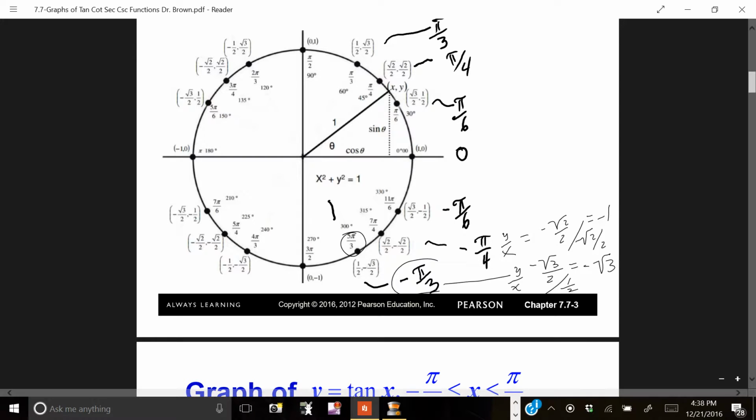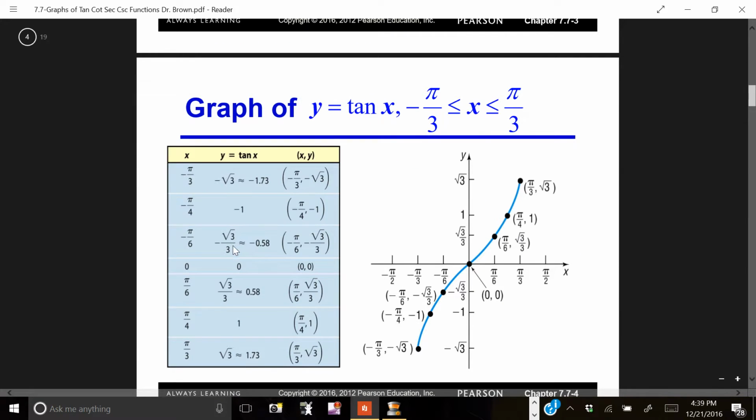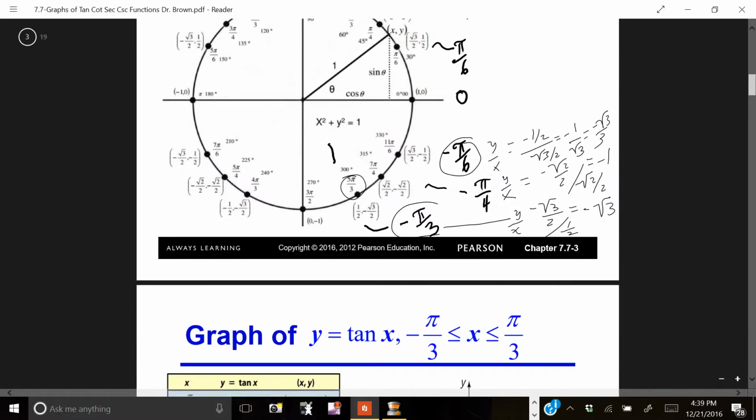Now, for minus pi over 6, the tangent would be the y over x value, which is minus 1/2 divided by the square root of 3 over 2, which is equal to minus 1 over the square root of 3, which is minus the square root of 3 over 3. And as you can see on the next page, for minus pi over 6, we've got minus the square root of 3 over 3. And the decimal value is given there also.